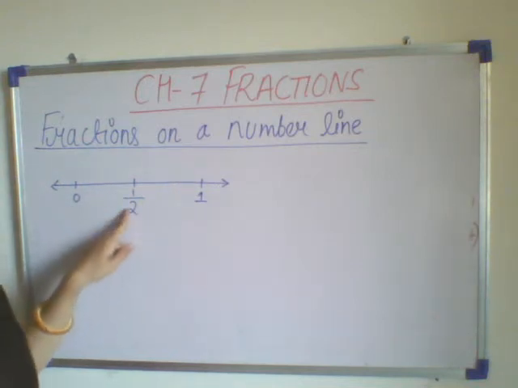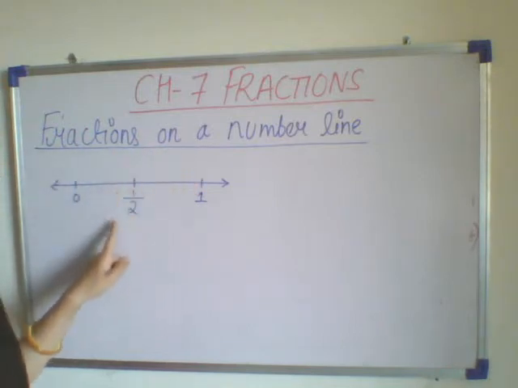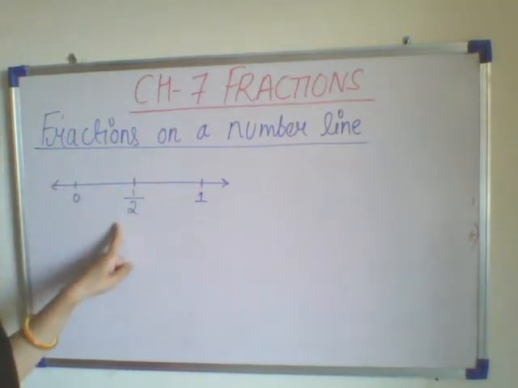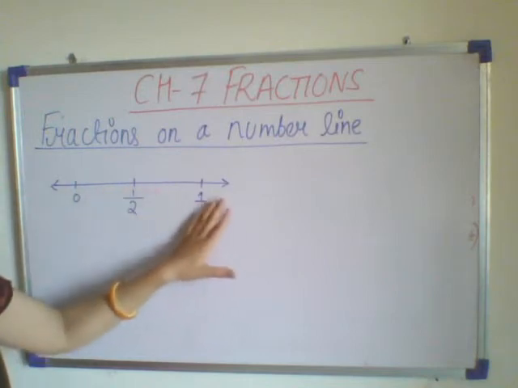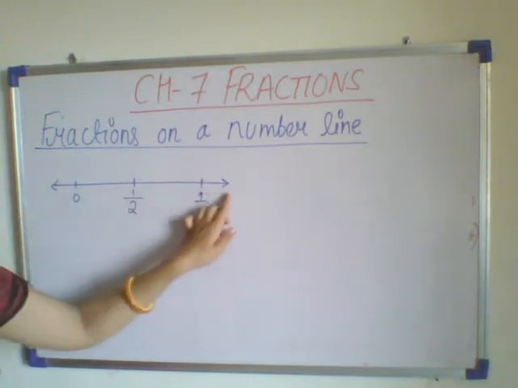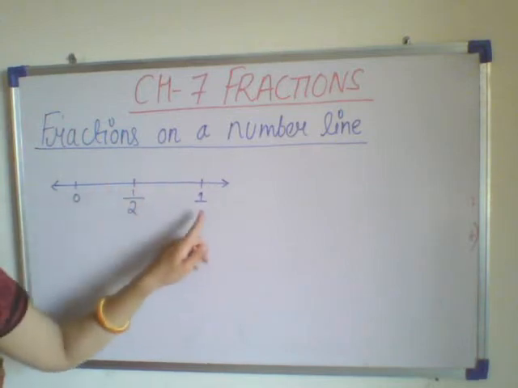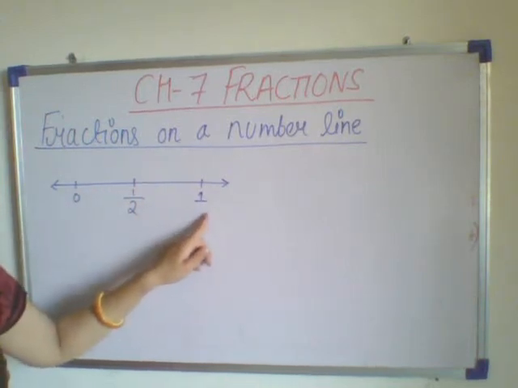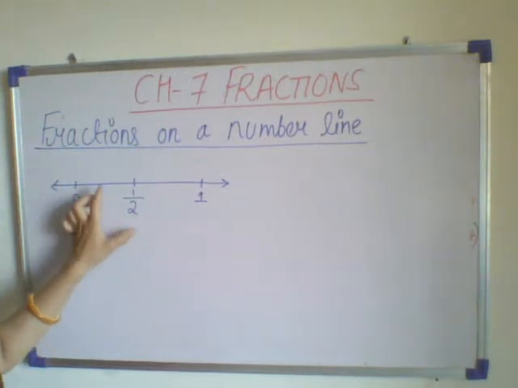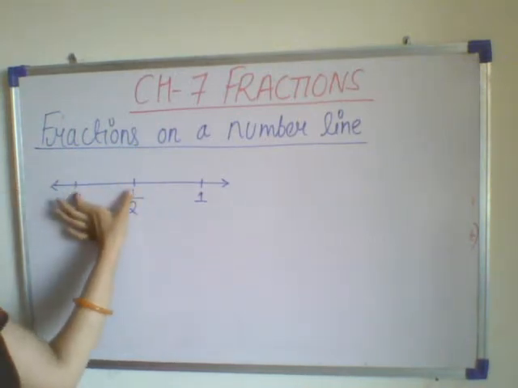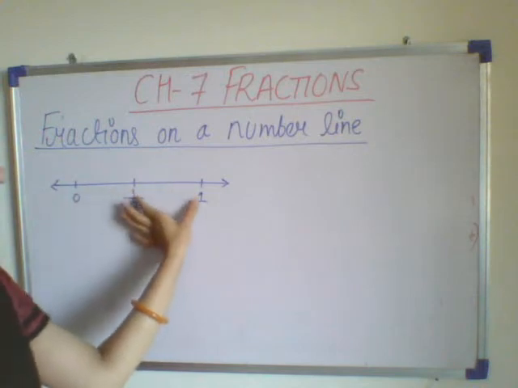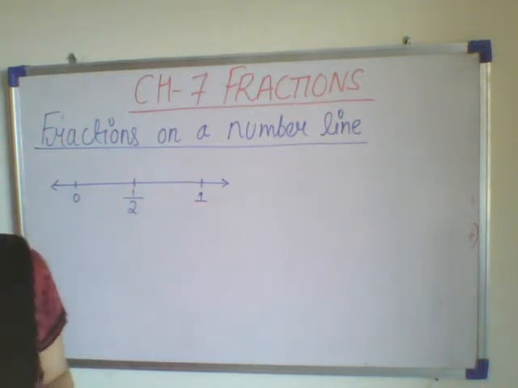1 and half, this is the fraction. This fraction we have represented on the number line. So how have we represented it? First of all we have drawn a line and we have marked the points 0 and 1. It divides the line segment of unit length into 2 equal parts. Here this is the first equal part and this is the second equal part.